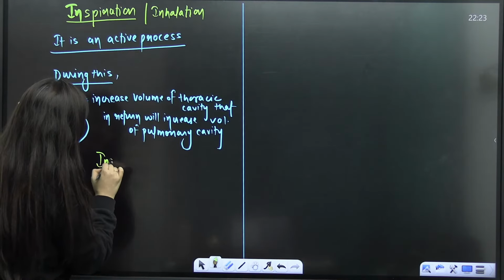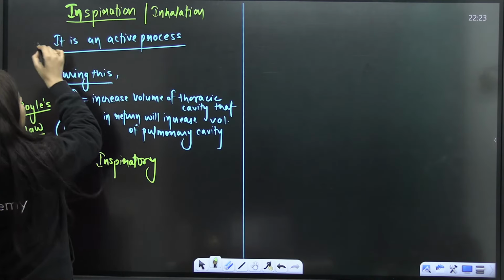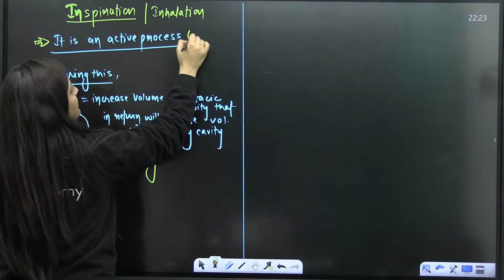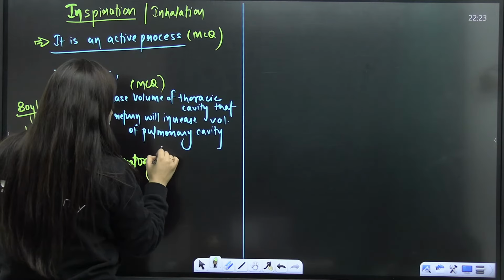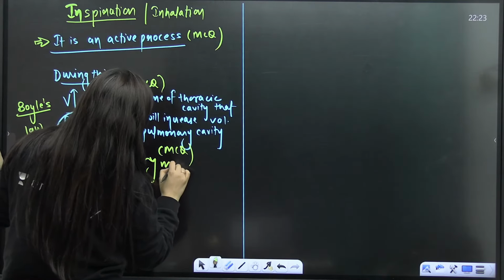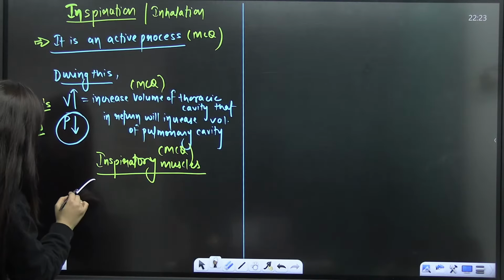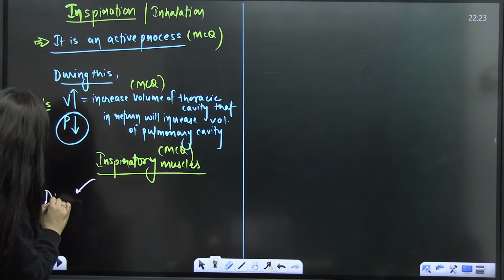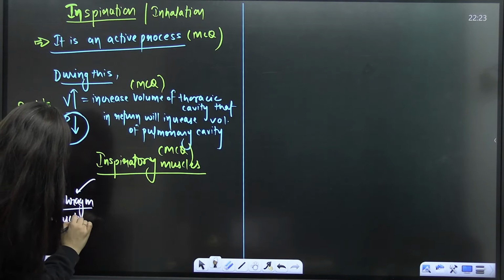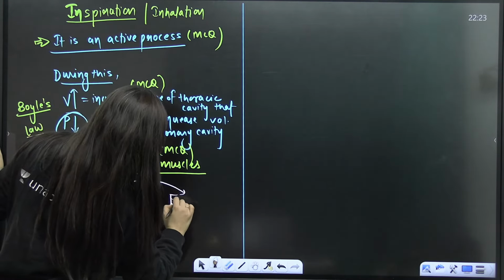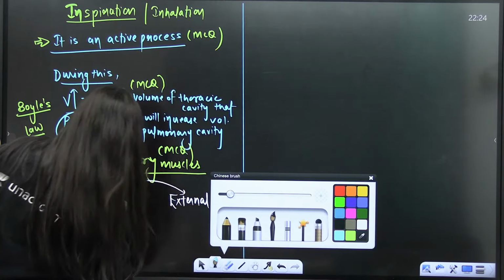So inspiratory muscles, again, direct PYQ. And these statements, like whether it is an active or a passive process, are direct PYQs. This one is PYQ. So inspiratory muscles, right, students? Here you'll talk about the diaphragm muscles and external intercostal muscles. Why do we call them inspiratory?